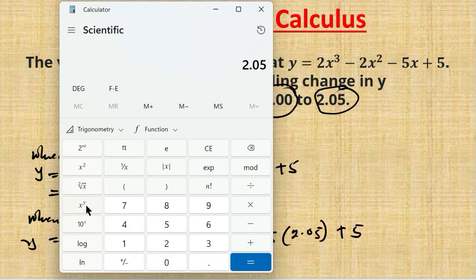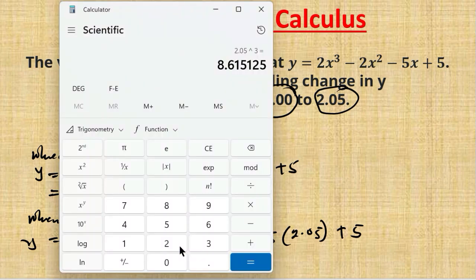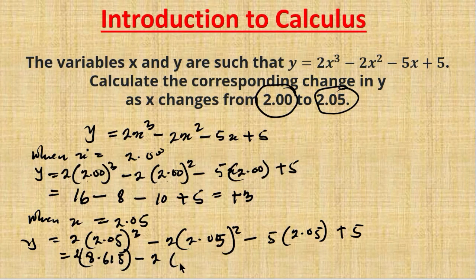2.05 raised to the power of 3 equals 8.615. That's 8.615 into 2, minus 2.05 raised to power 2. That becomes 2.05 raised to the power of 2 equals 4.2025, minus 5 into 2.05 plus 5.